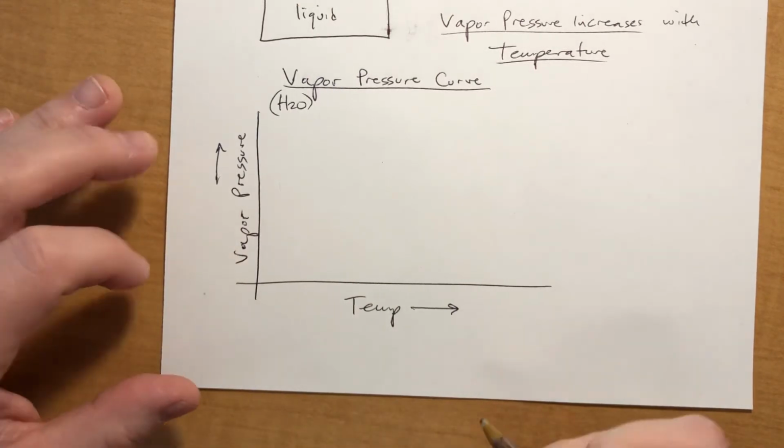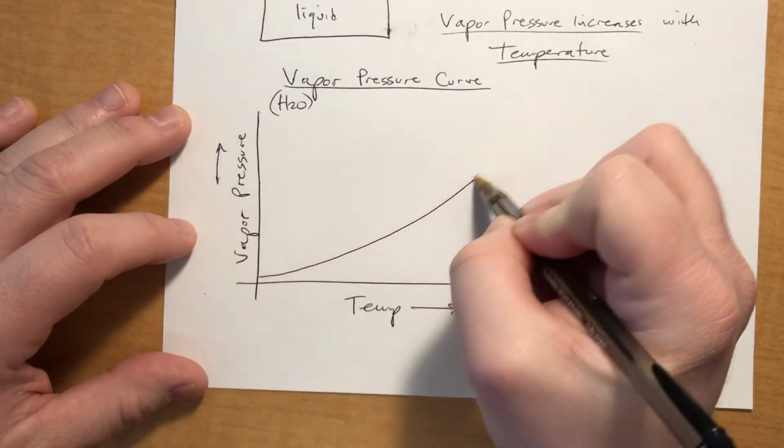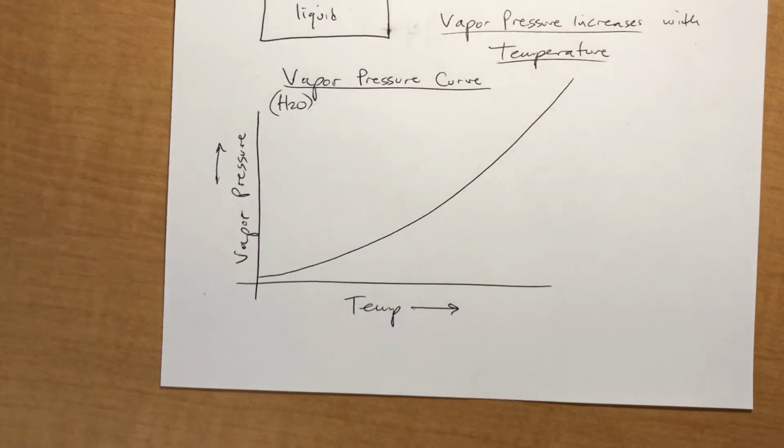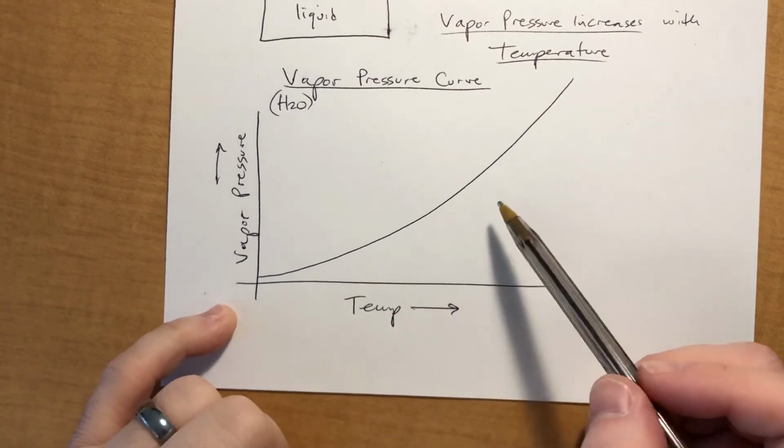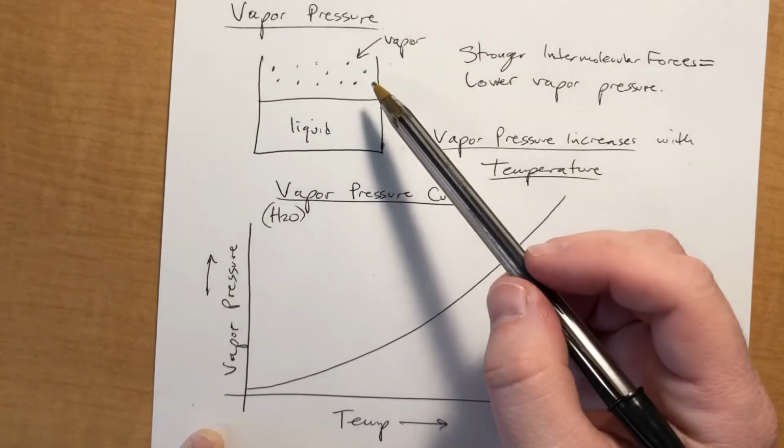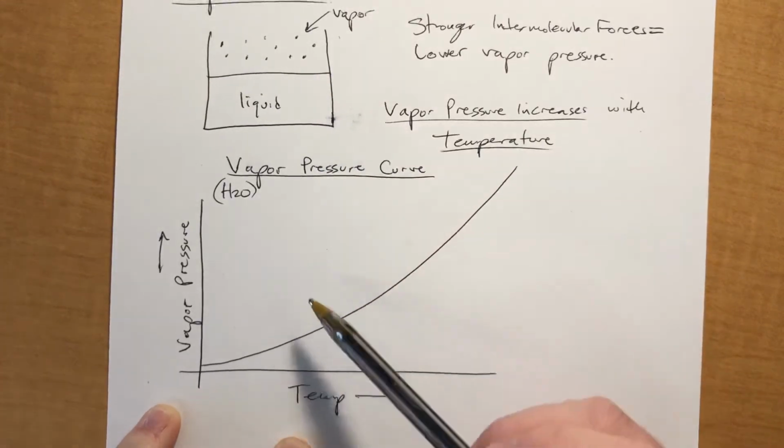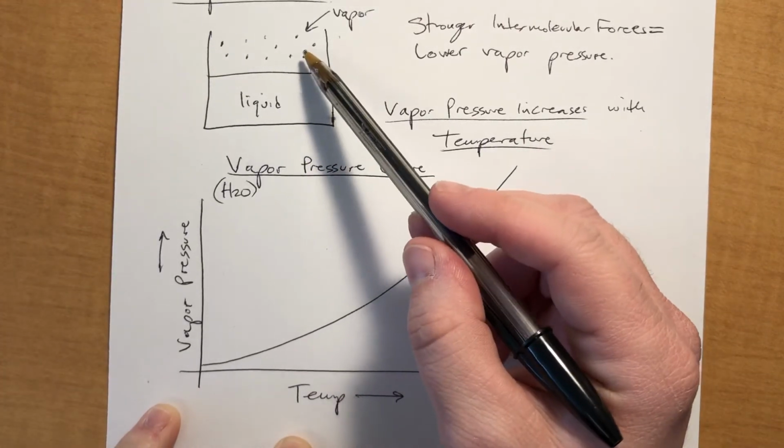It turns out for most molecules, so for something like water, what we find is that it kind of actually forms a curve. It's not a nice straight line, which would be convenient, but we don't have that. So it is what it is. Okay. So what we find is that as you increase the temperature, there's going to be more and more vapor particles, more and more of the water in the gas phase.